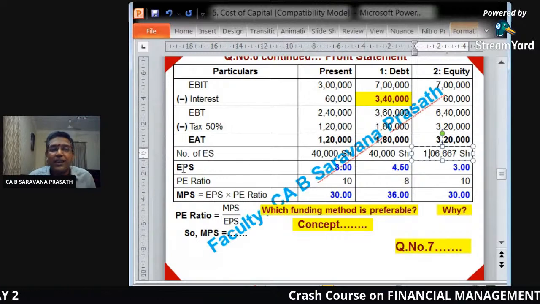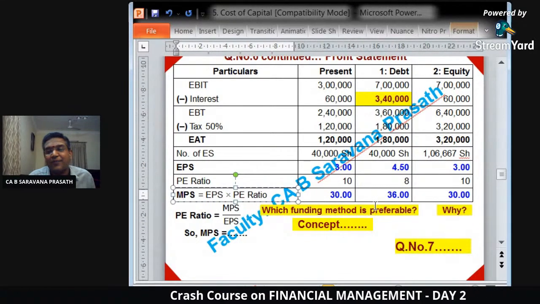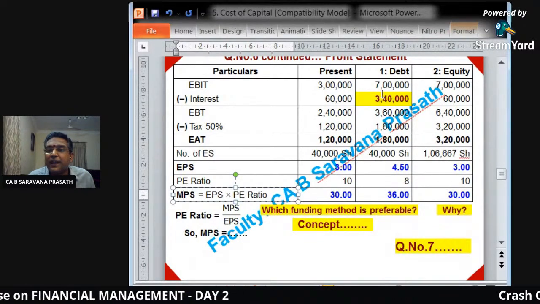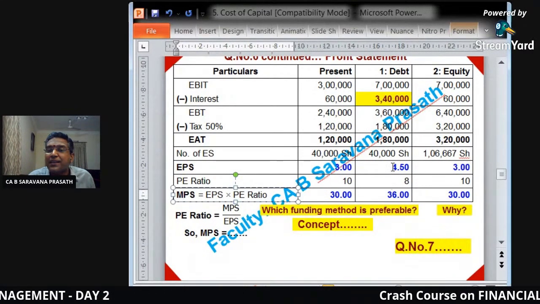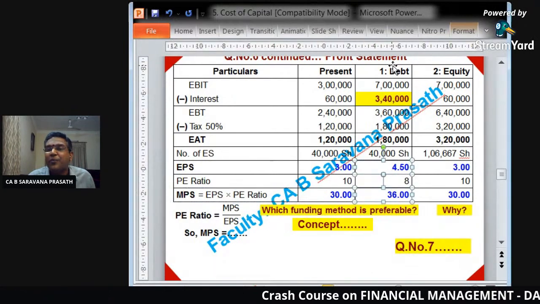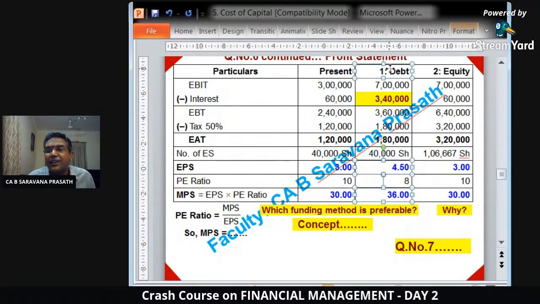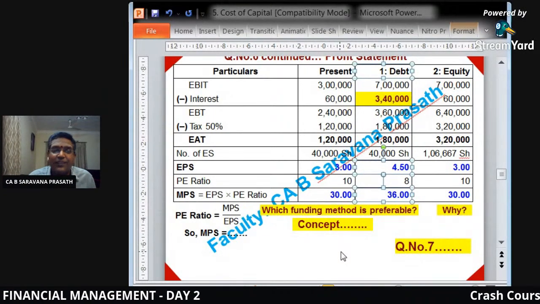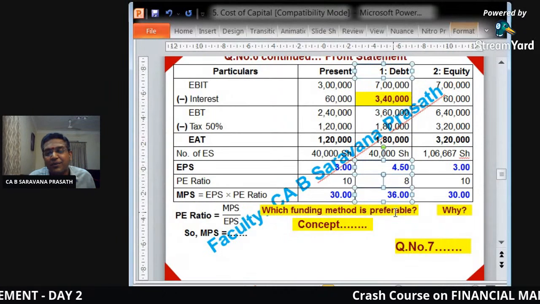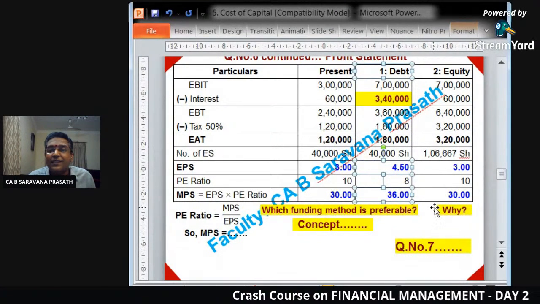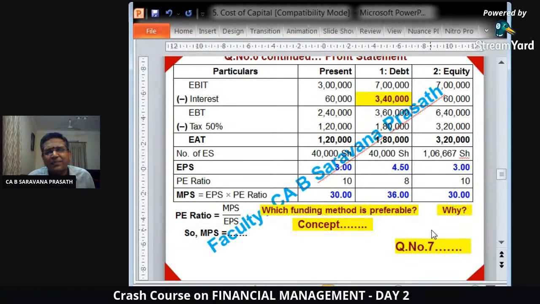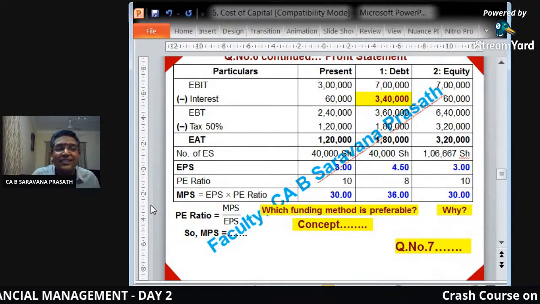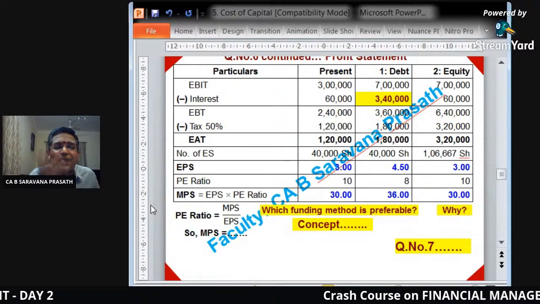Now, you look at the EPS line and MPS line very carefully. Which of these gives the maximum EPS and maximum MPS? Alternative 1, that is debt funding, leads to the highest EPS and highest MPS. Therefore, that will be most beneficial for the equity shareholder. Why is it most beneficial? Very simple. We are paying interest at a lower rate, 12% and 14%.